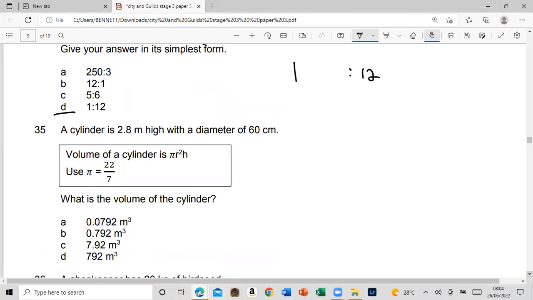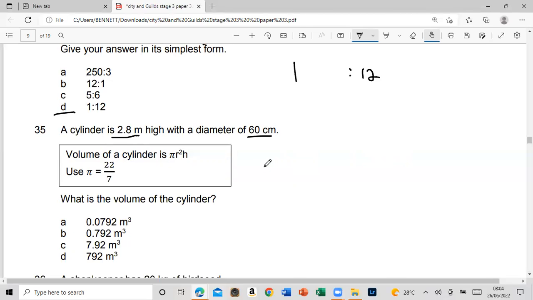A cylinder 2.8 meters high with a diameter of 60 centimeters. The volume of the cylinder is pi r squared h. Use 22/7. What is the volume of the cylinder? All right, that one is kind of tricky, guys. See what they do? They use meters versus centimeters. So that's one trick.